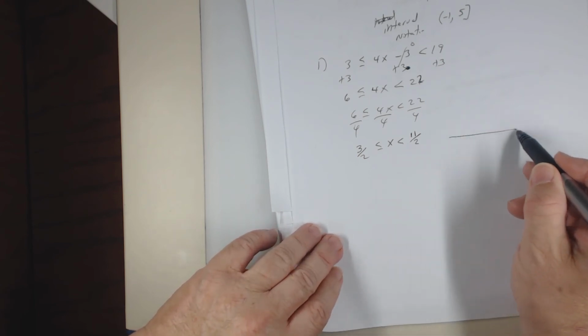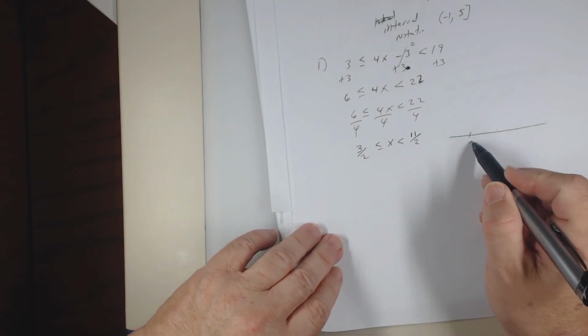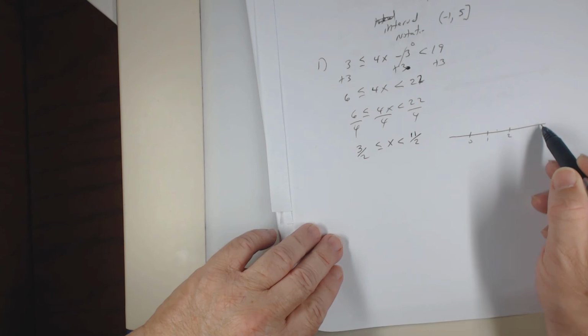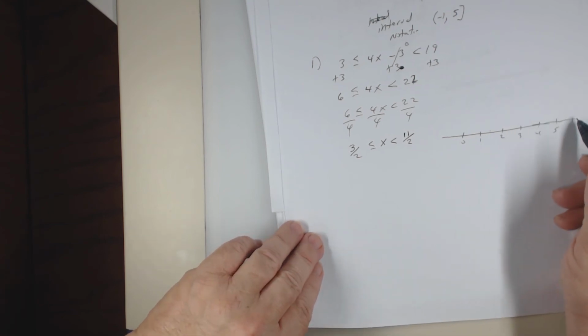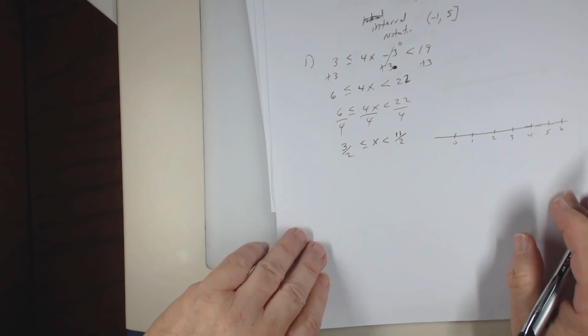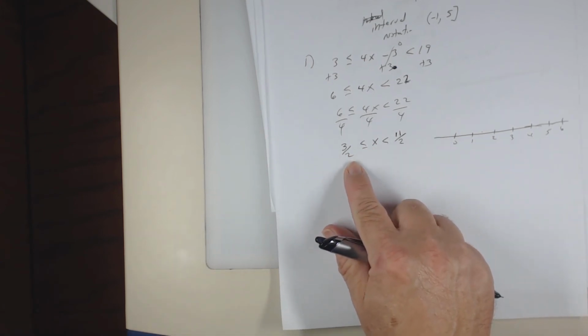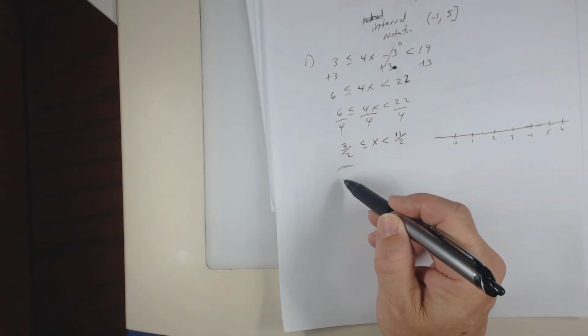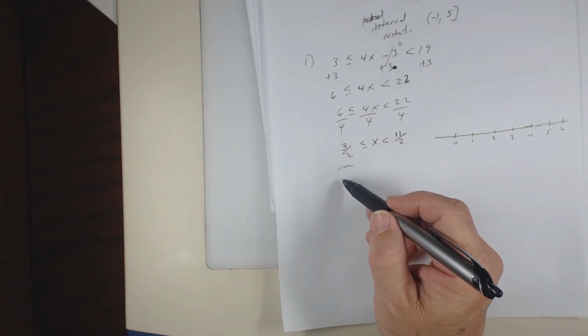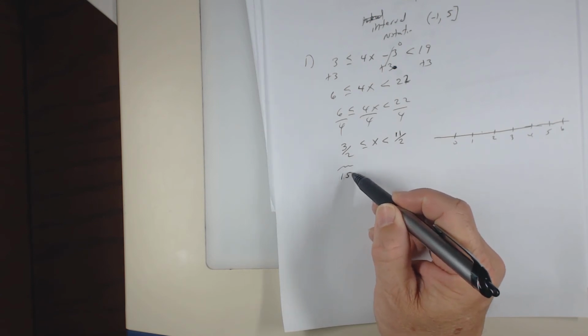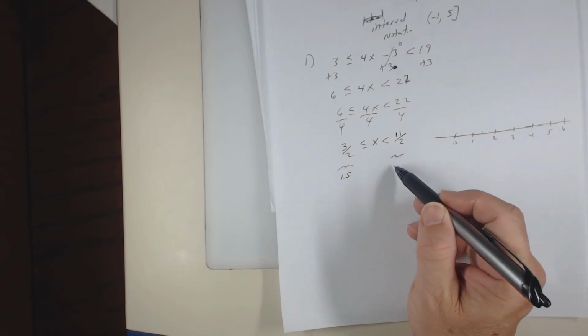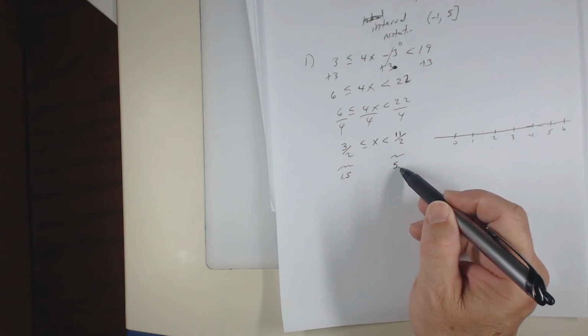So on the number line, if this is 0, this is 1, this is 2, 3, 4, 5, 6, let's say. We got to figure out where 3 halves is. What's 3 halves first of all? What decimal? Oh, that's 1.5. What's 11 halves? 5.5.